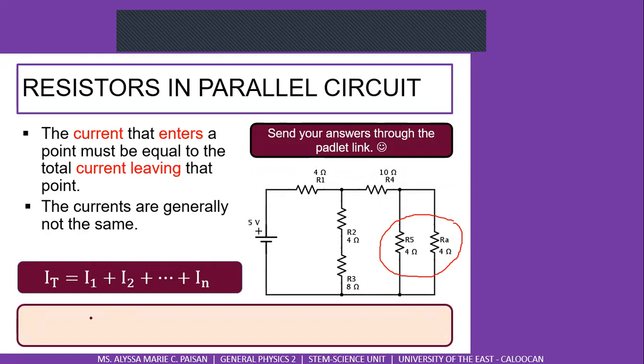Okay? So we're going to call the current passing through R5 and RA as I5A. And it's going to be equal to I5, the current passing through R5, plus IA, or the current passing through RA.